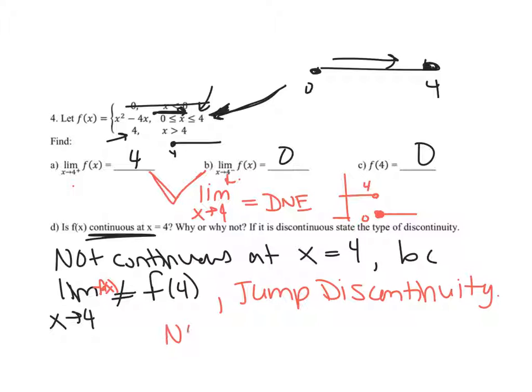This is a non-removable type of discontinuity because I can't simply just fill in the dot. I would have to actually connect these, which is not possible. You can only fill in holes when you want to remove a discontinuity. You cannot fix a jump.